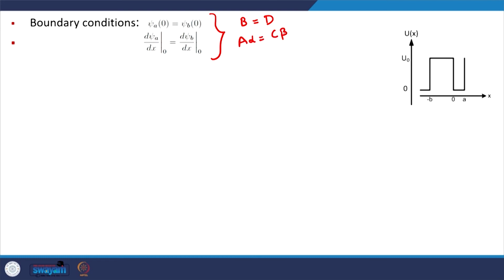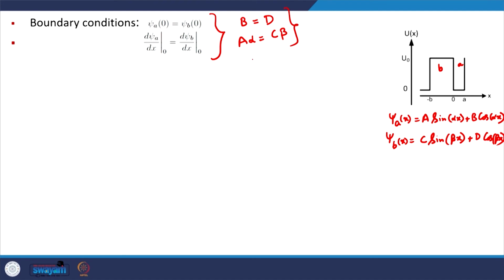C beta. This is regime A, this is regime B. The wave function in regime A is a sin alpha x plus b cos alpha x, and the wave function in regime B is c sin beta x plus d cos beta x.